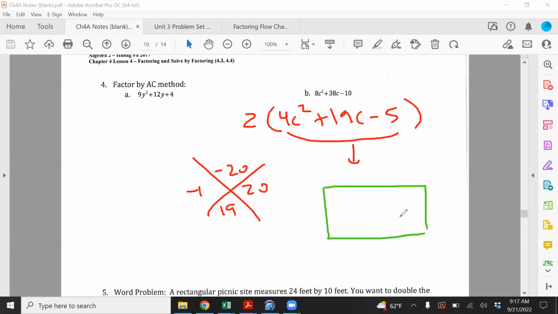So it'd be like 8c squared and negative 2c. Well, I mean, then you put a negative down below if your b is negative. You just have to find two numbers that add up to a negative value.